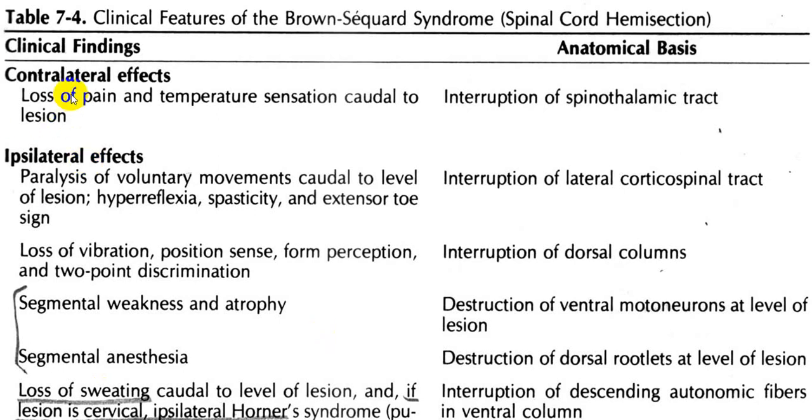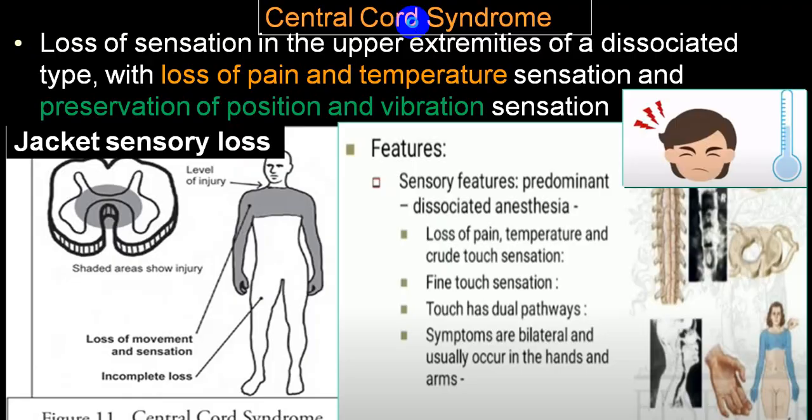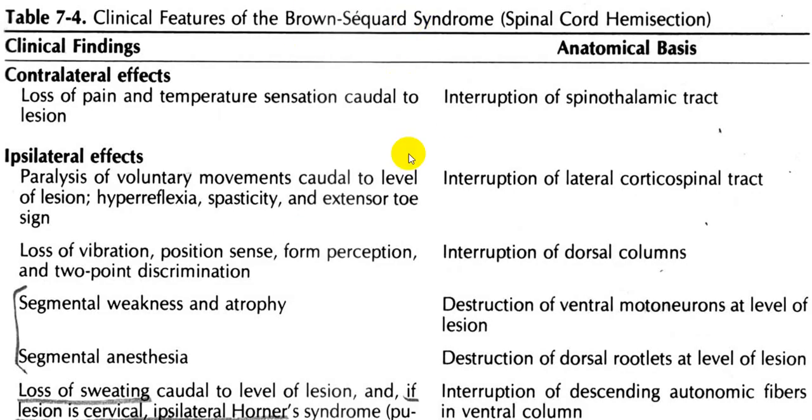So on the opposite side, there is loss of pain and temperature, and on the ipsilateral side, because of damage to the anterior horn cell, you will have lower motor neuron findings. If there is damage to the corticospinal tract, you will have hyperreflexia, spasticity, and plantar extensor. This is regarding a complete Brown-Séquard syndrome. Sorry, this was central canal. Now this is Brown-Séquard syndrome, or what we call hemisection.